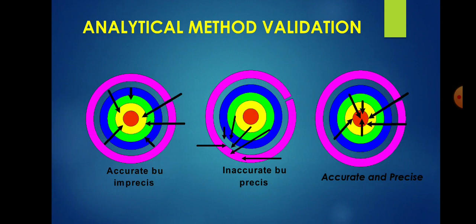To understand the relation between precision and accuracy, these are the diagrams. First shows inaccurate and imprecise. Second shows inaccurate but precise. And third shows accurate and precise.